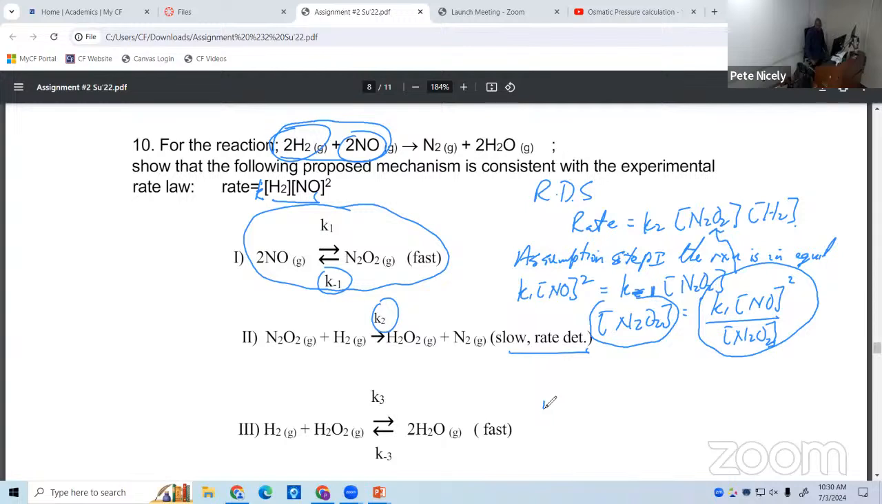And when we do that, we're going to end up with rate is equal to K2 times K1 times the concentration. Oh, so hold on, I made a mistake. What's the mistake I made? This should not be here. Okay, so K2 times K1 times the concentration of NO squared.